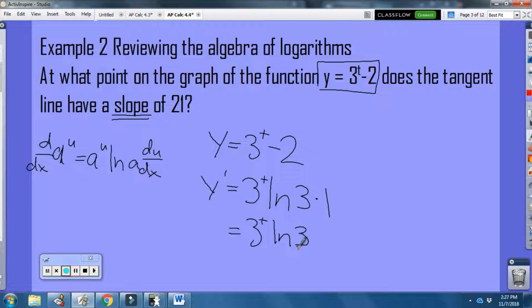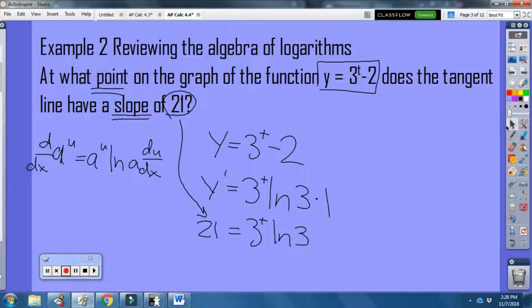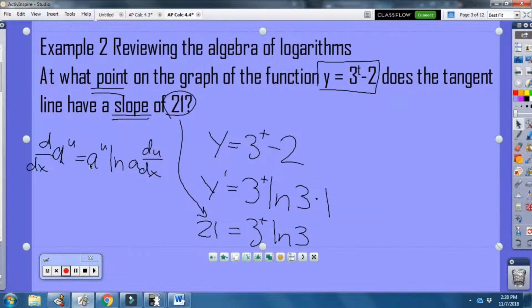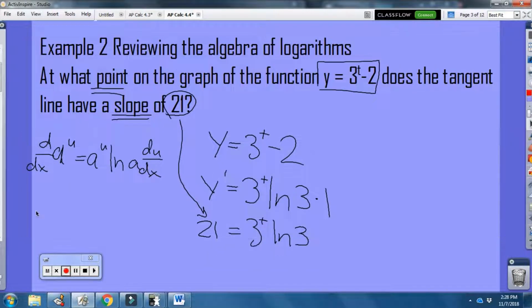But the question asked, at what point on the graph, and that's going to be important too, point. At what point on the graph does the function y equals 3 to the t minus 2 have a slope of 21? So since this is slope, I'm going to substitute that in for y prime, since y prime finds slope. So now I just have to solve for t. Since it wants a point, t is my independent variable, I'll have to find y as well when I'm done with that.